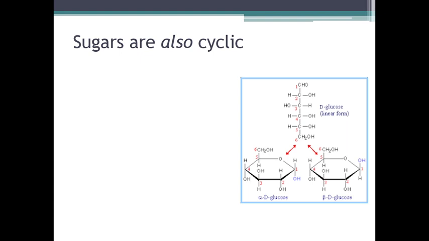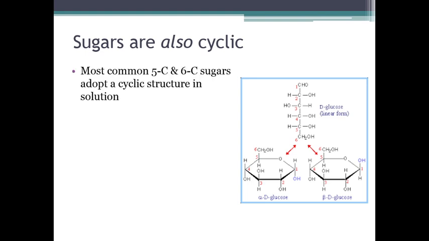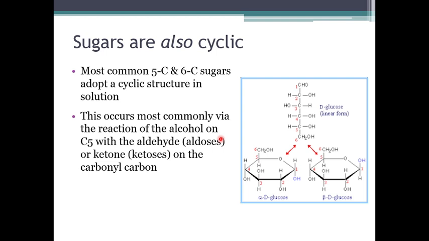Here is an important concept. Sugars are also cyclic. Most common 5 carbon and 6 carbon sugars adopt a cyclic structure in solution, as shown here. D-glucose in its linear form looks like this. It's a Fischer projection. And when it gets cyclized, it forms either alpha D-glucose or beta D-glucose. I'll explain to you in a little bit how this forms. This occurs most commonly via the reaction of the alcohol on C5 with the carbonyl carbon of aldoses or ketoses.